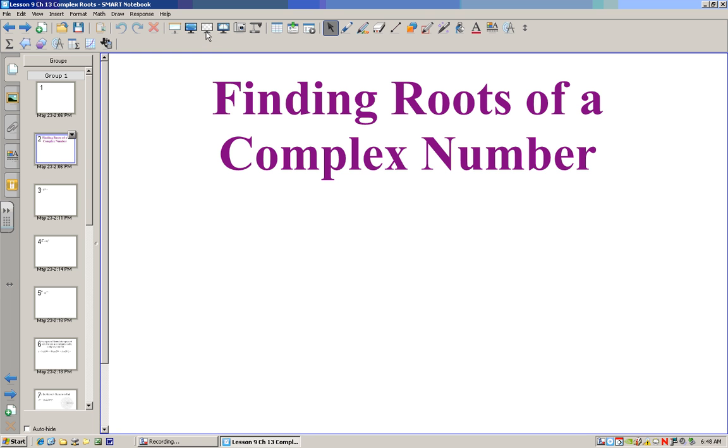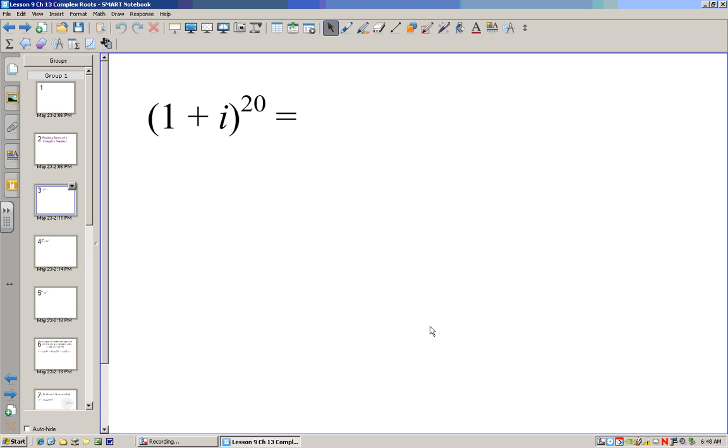All right, today this is the final lesson in our polar coordinates unit. We're going to be finding roots of a complex number, and we're going to be using some of De Moivre's theorem as we go through this. (1 + i) to the 20th power.